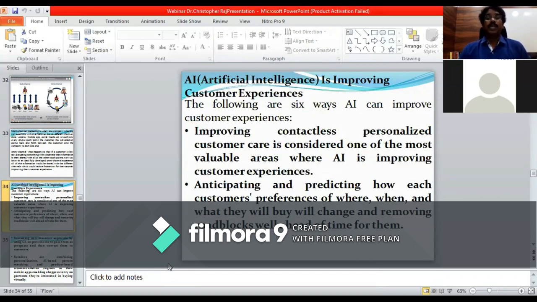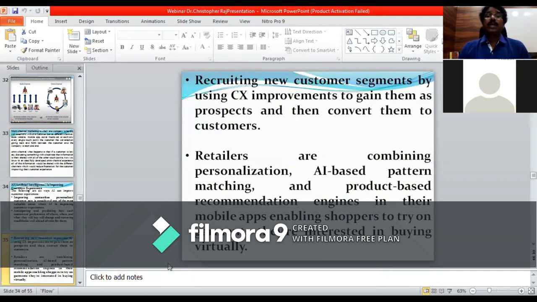Let's go now to another technology, artificial intelligence in improving consumer experience. The following are the six ways AI can improve customer experience. Improving contactless personalized consumer care is considered one of the most valuable areas where AI is improving consumer experiences. Anticipating and predicting how each consumer's preference of where, when, and what they will be buying will change, with removing roadblocks well ahead of time for them. Recruiting new customer segments by using consumer experience improvements to meet them as prospects and convert them to customers.